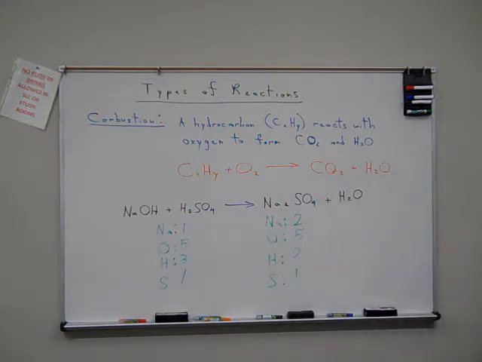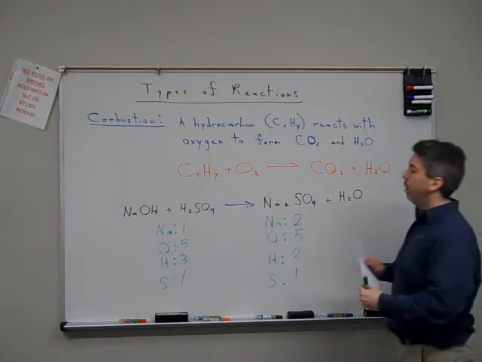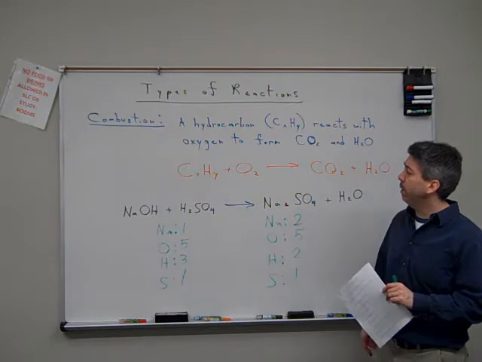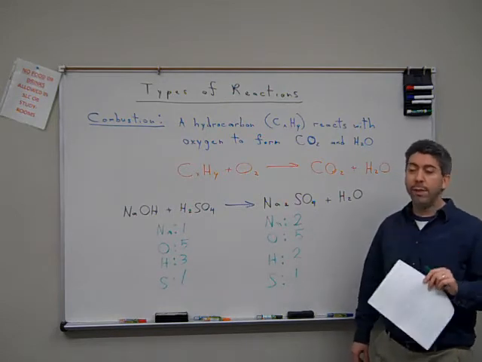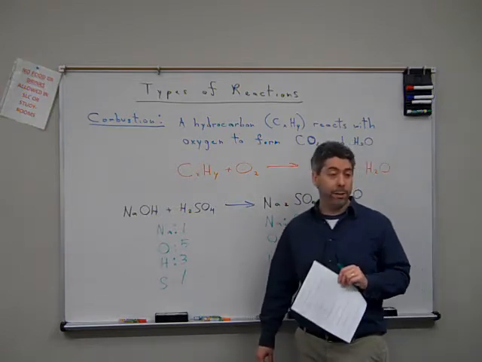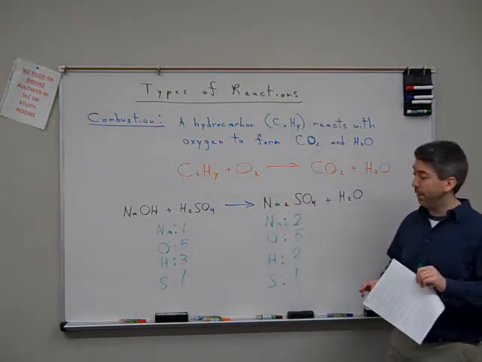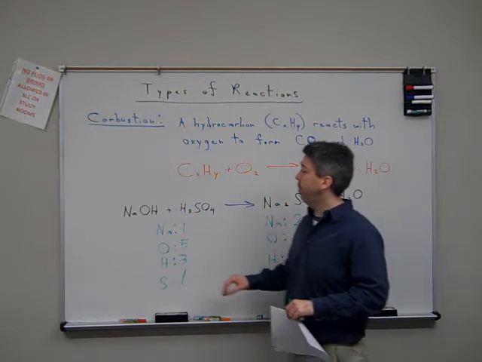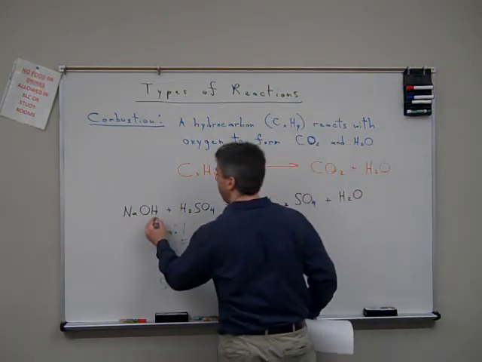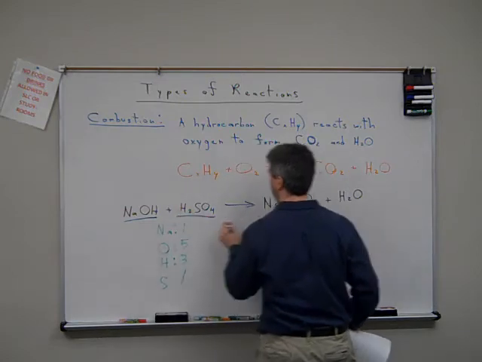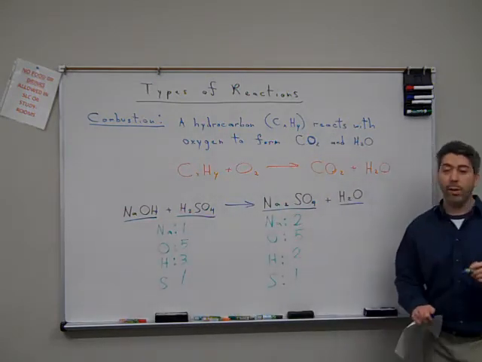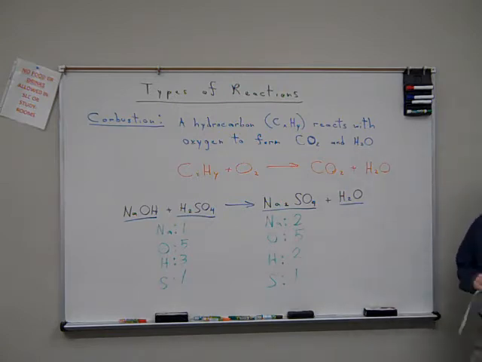Now, in a case like this, where it's a little bit more complicated, what you want to make sure that you do is balance whatever is easiest to balance first. And the easiest elements to balance are those that appear in the fewest places. So for example, each one of these substances is a place or a compound. How many compounds does sodium appear in the entire equation? 1.